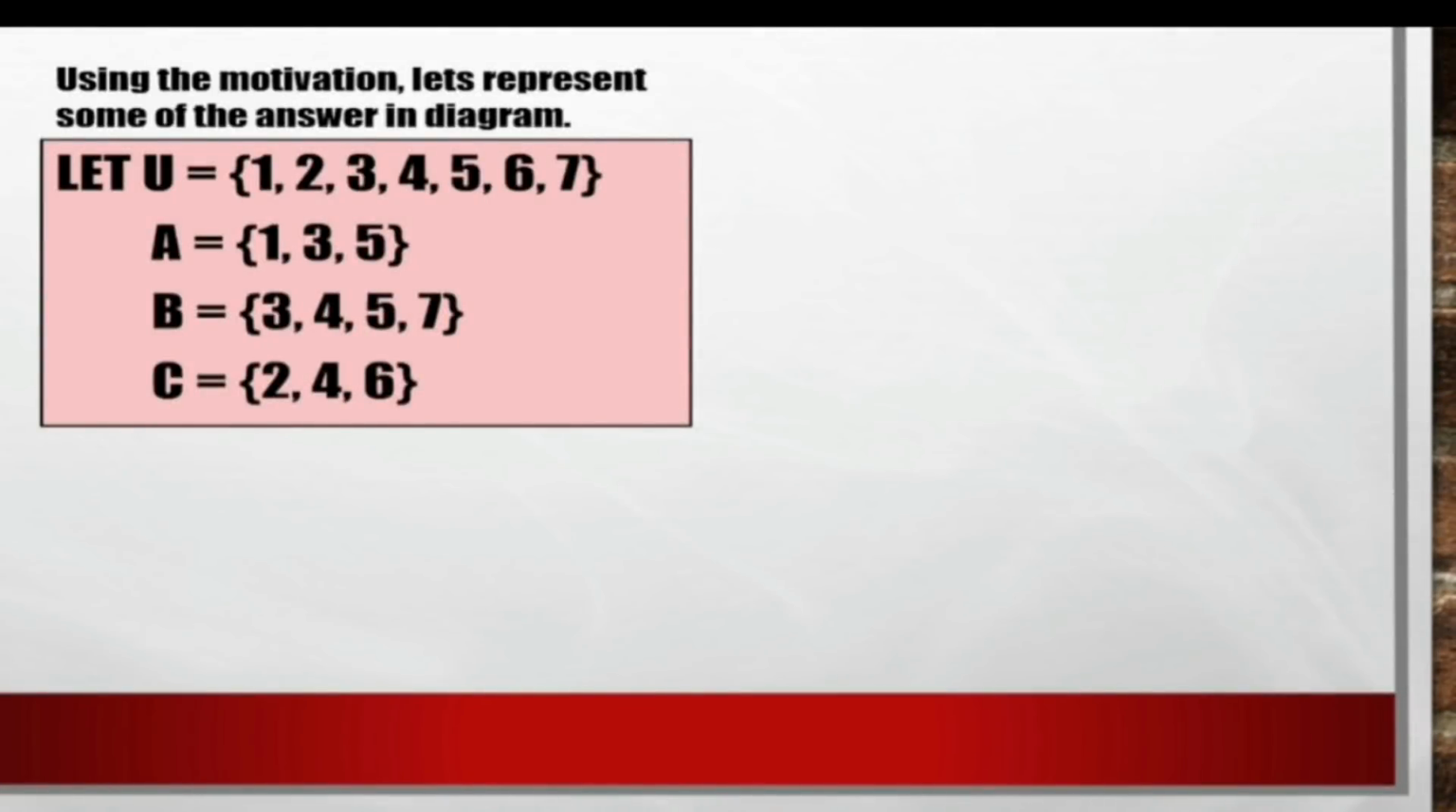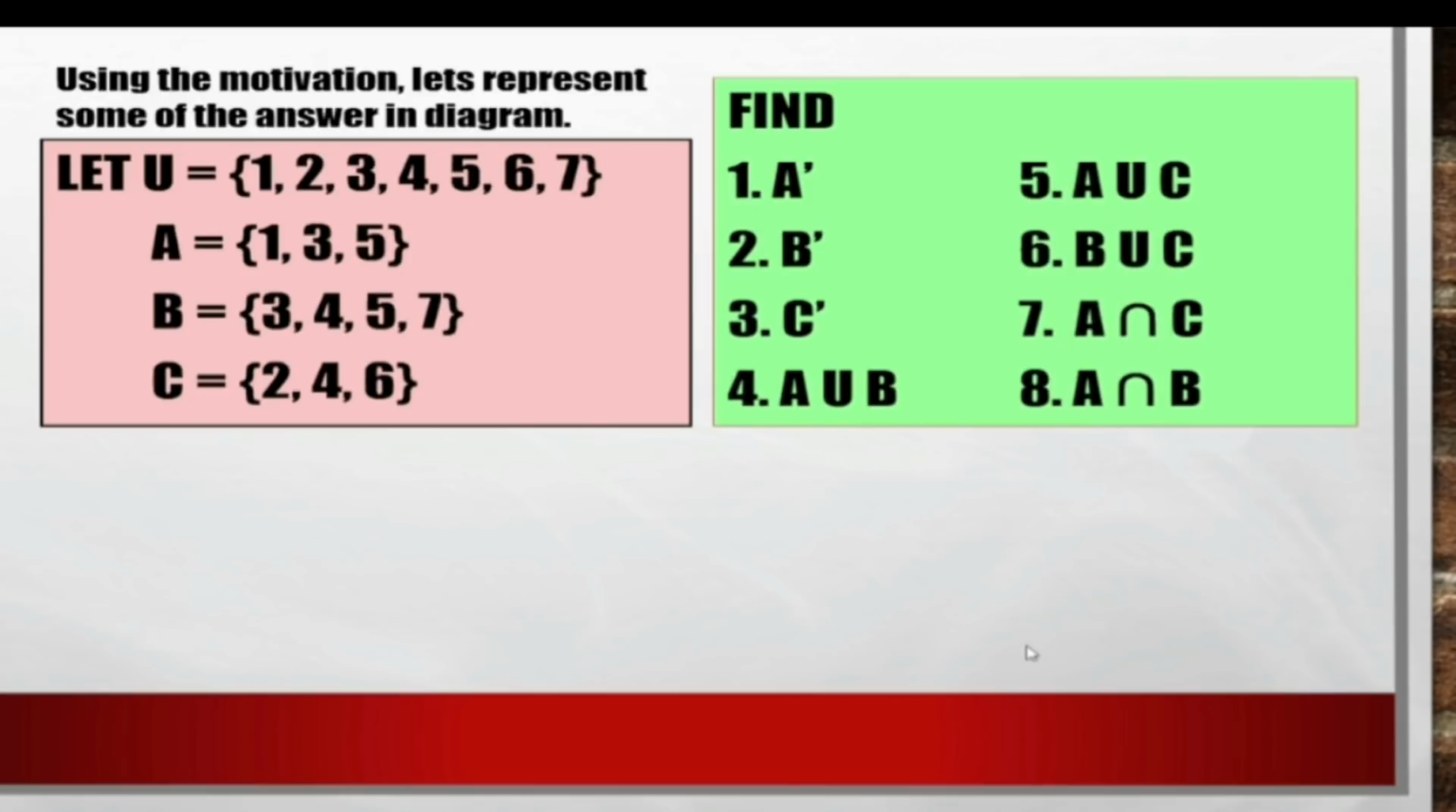Okay, let's now represent our activity in Venn diagram. So given again our universal set which is composed of the elements 1, 2 up to number 7, and set A which is composed of the elements 1, 3, 5. Set B, we have the elements 3, 4, 5, 7, and set C, we have 2, 4, 6 as the elements. So let's say we are going to solve for A prime and B prime.